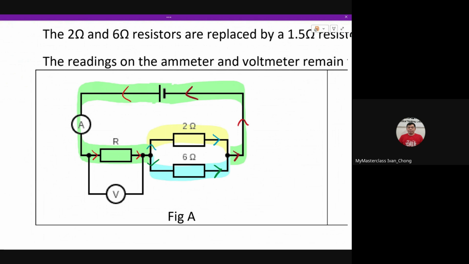Now for your ammeter and voltmeter, basically we'll just ignore them. Pretend that there's no current flowing through them at all. Just ignore that they are there.